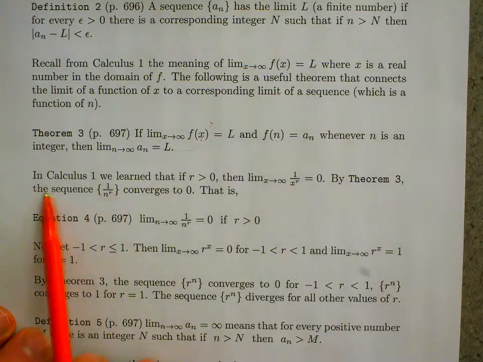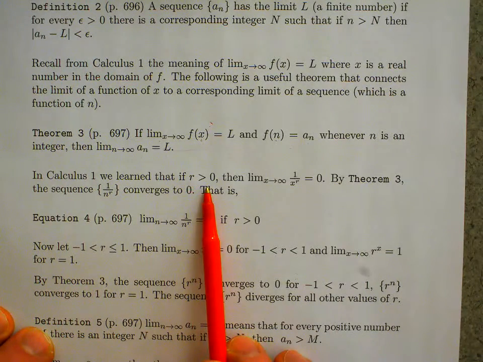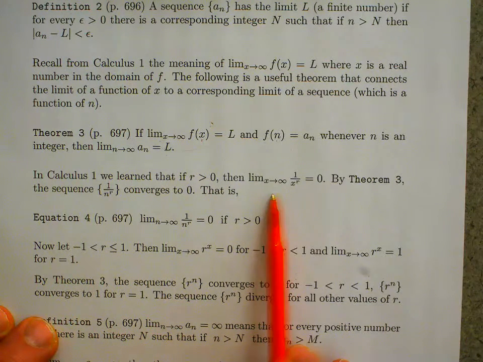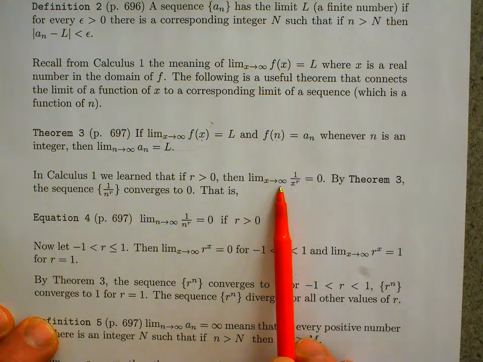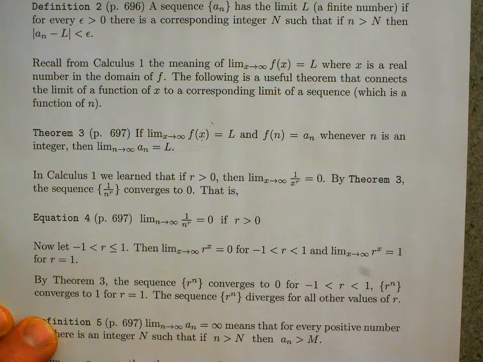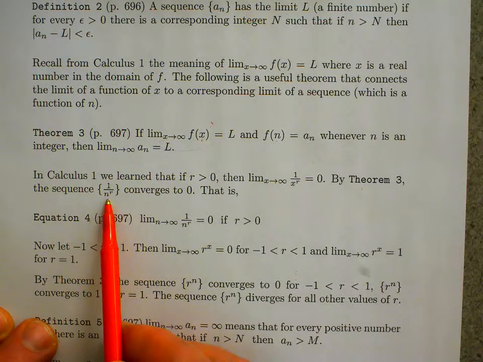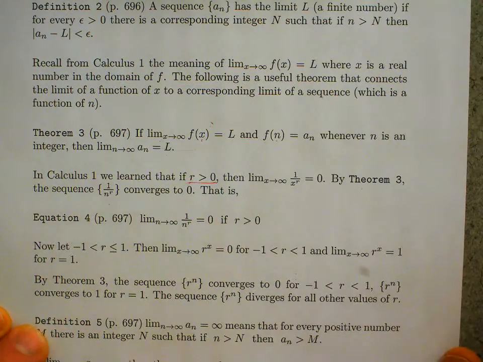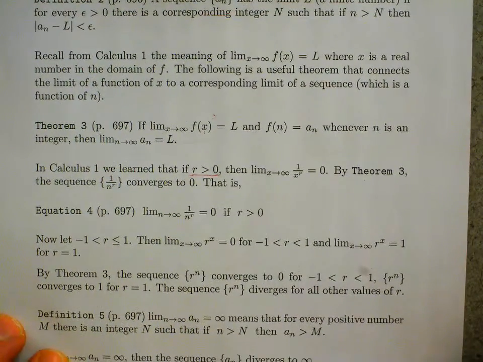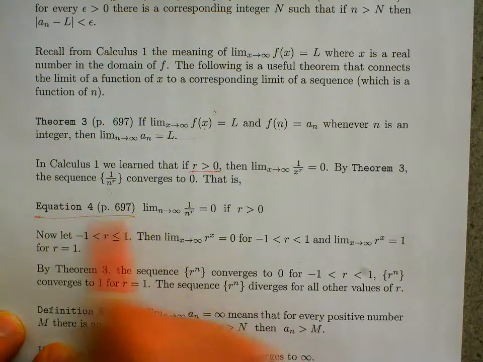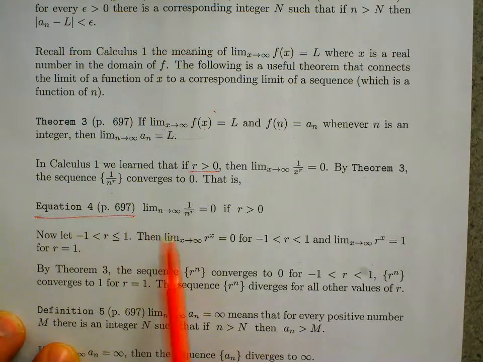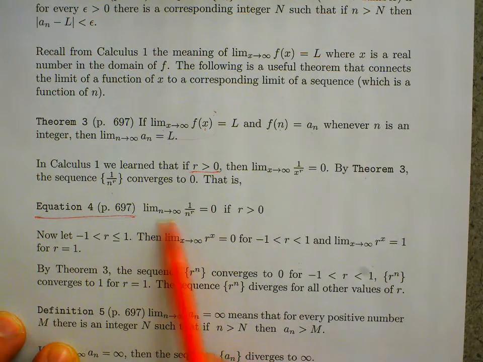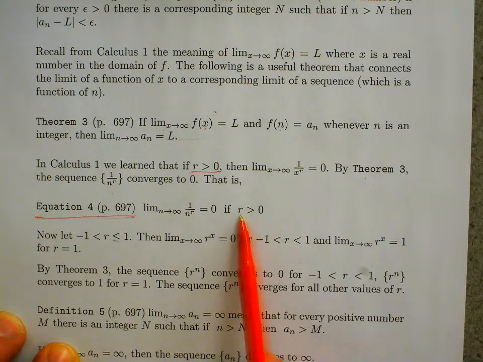Okay, another thing from Calculus 1, if r is greater than 0, then the limit of 1 over x to the r as x approaches infinity is 0. So by Theorem 3 above, we can apply this to sequences. If the terms in a sequence are 1 over n to the r, where n is a positive integer, and if r is greater than 0, then that sequence converges to 0. So this is stated explicitly on page 697, labeled equation 4. The limit of 1 over n to the r as n approaches infinity is equal to 0 if the exponent r is greater than 0.